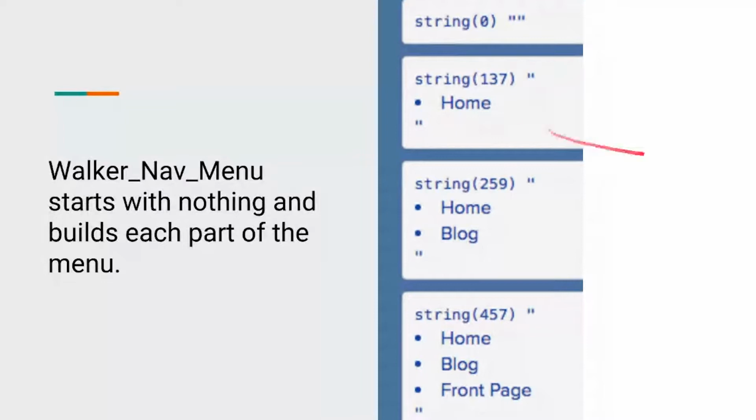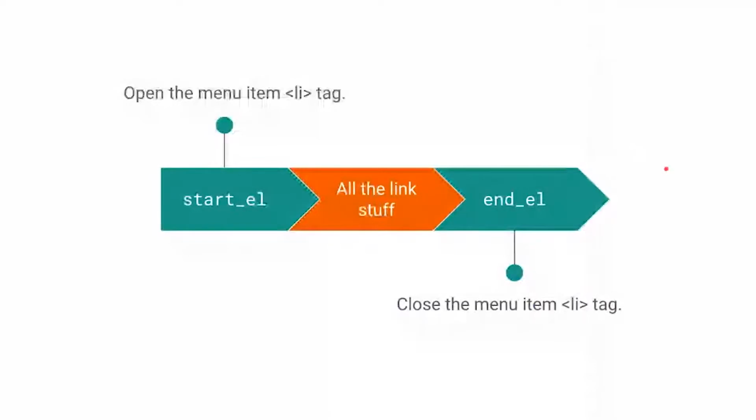So let's take a look at how to do that. Basically, this is the flow through the Walker menu. The first thing it does is try to open a list element tag. It then puts in whatever is necessary for that tag, and then it ends the element. It closes that tag. So there's our start level function and our end level function. Those are two of the core functions. Anything else needs to go inside one of those functions, like any extra stuff we want to have happen.